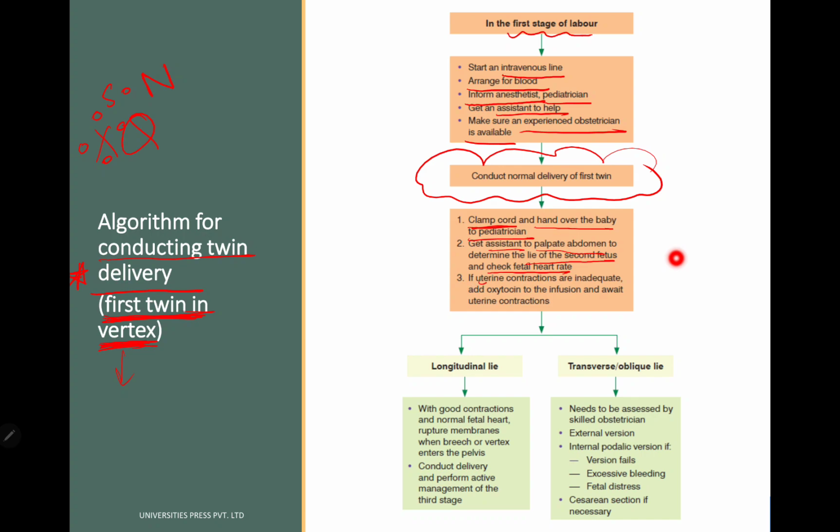If suppose the uterine contractions are inadequate, you need to add oxytocin to the infusion and await the uterine contractions. So oxytocin should be added, and for uterine contractions you will be loading oxytocin in the IV infusion.